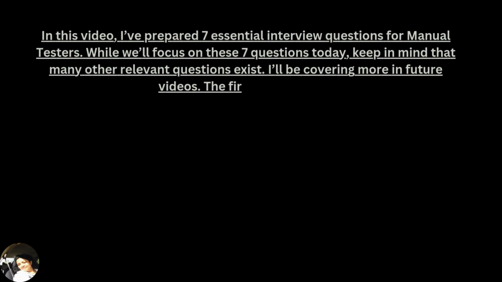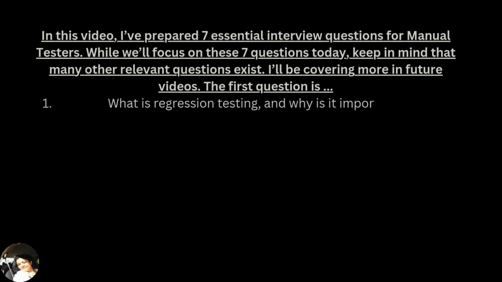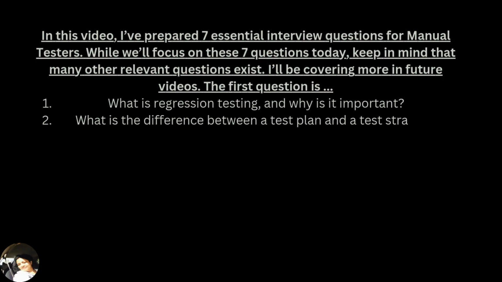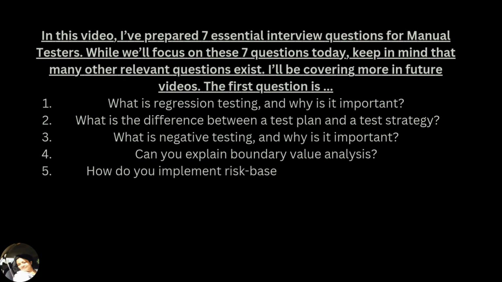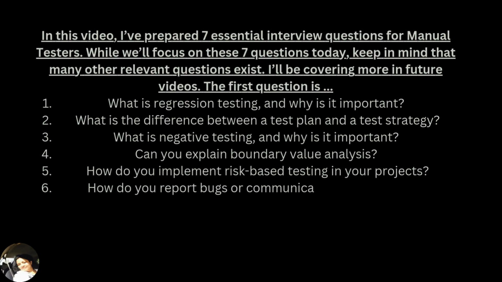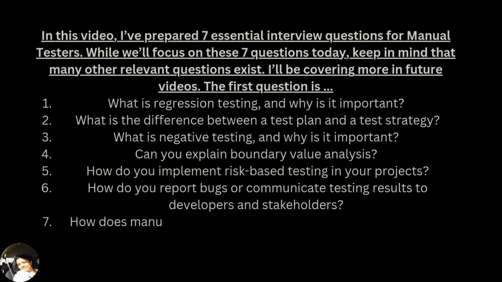The first question is, what is regression testing and why is it important? Second, what is the difference between a test plan and a test strategy? Third, what is negative testing and why is it important? Fourth, can you explain boundary value analysis? Fifth, how do you implement risk based testing in your projects? Sixth, how do you report bugs or communicate testing results to developers and stakeholders? Seventh, how does manual testing fit into an agile or DevOps environment?